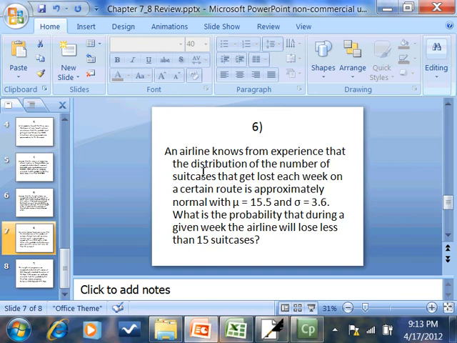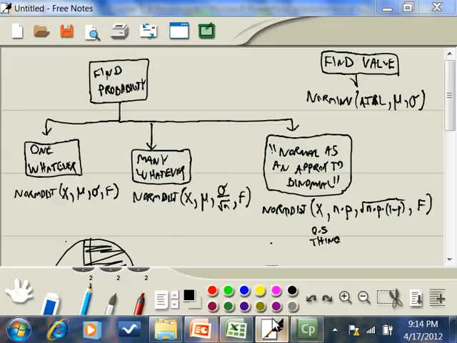Okay. Number 6. An airline knows that from experience, the distribution of lost suitcases each week is approximately normal, with the mean of this, standard deviation of this. What is the probability that during a given week the airline will lose less than 15 suitcases? So we're talking about one airline, in less than 15. So we're over here. Probability, one whatever. We're going to use this first one.